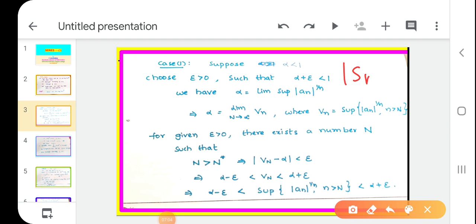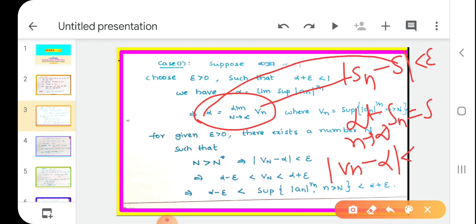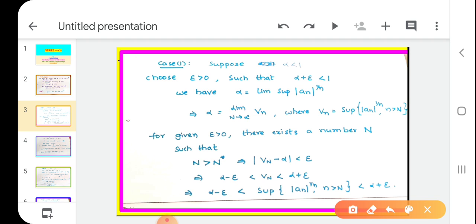By the limit definition we write mod Sn minus s less than epsilon, that implies limit n tends to infinity Sn equals s. Similarly, limit n tends to infinity Vn equals alpha, where Sn equals Vn and s equals alpha. So we write mod Vn minus alpha less than epsilon. By the limit definition, for given epsilon greater than 0, there exists a number capital N such that for n greater than capital N, mod Vn minus alpha less than epsilon. Is it clear?